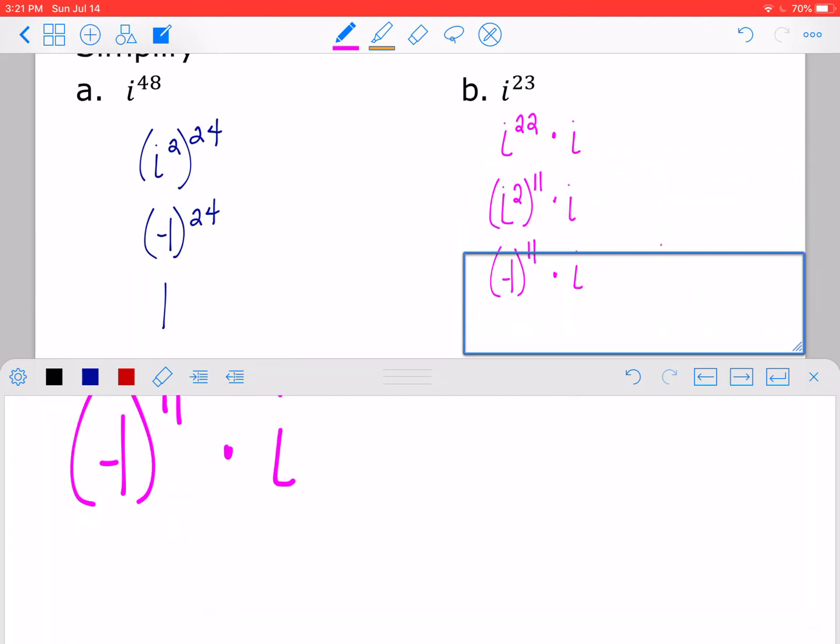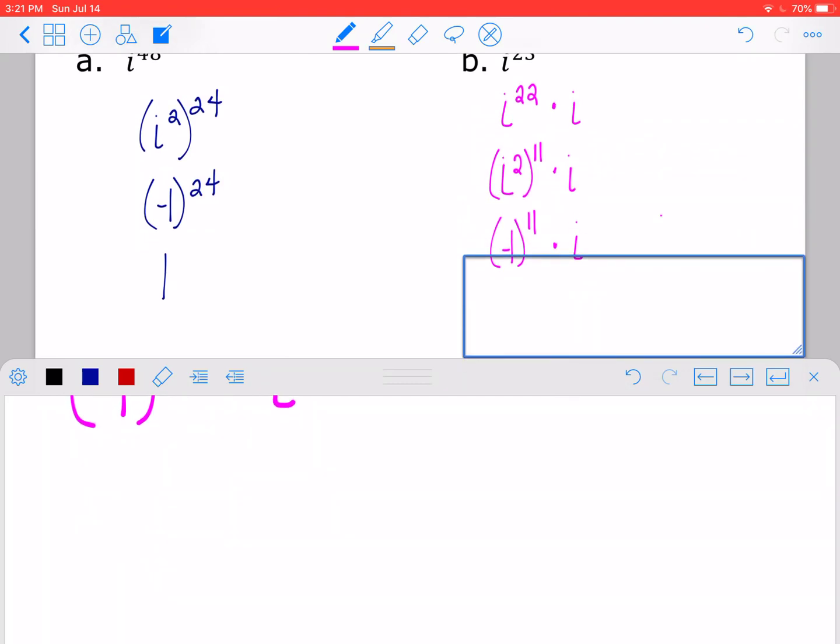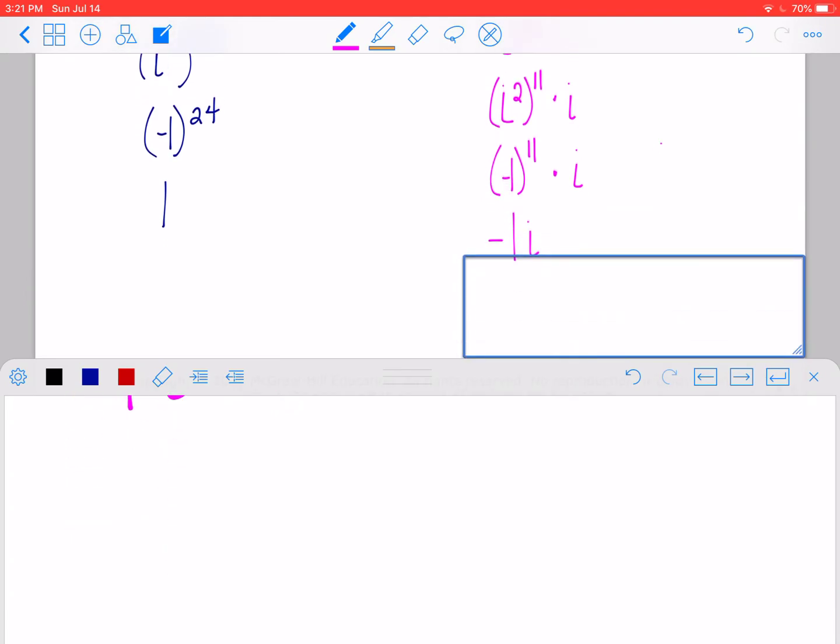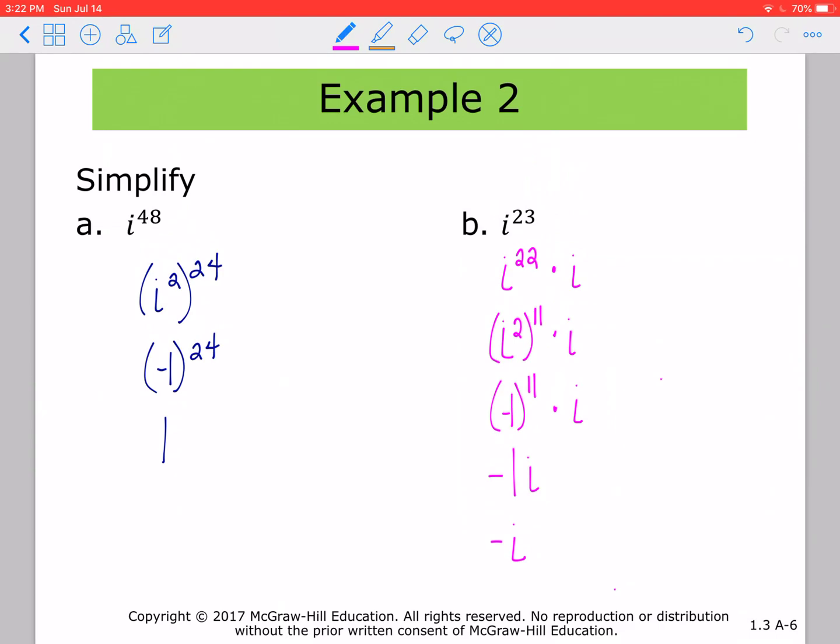Let's look at two more of these. i to the 50th power. Again, we need to get it in terms of i squared. Well, 2 times 25 is 50. i squared is negative 1. A negative to an odd power is negative, so our answer is negative 1.